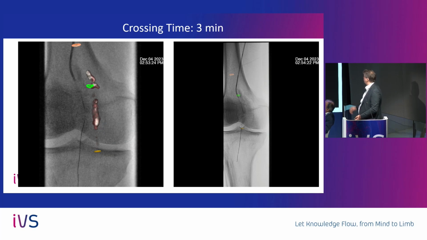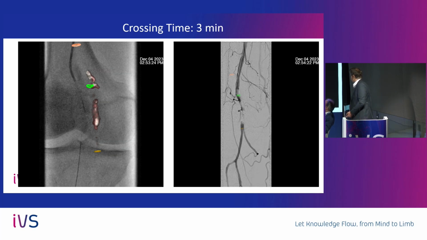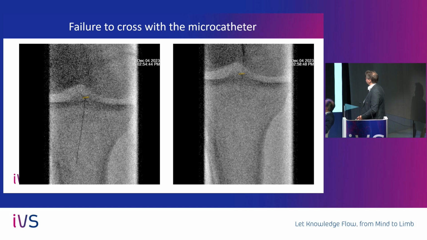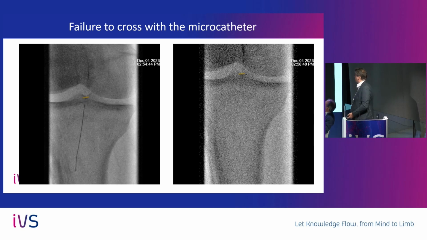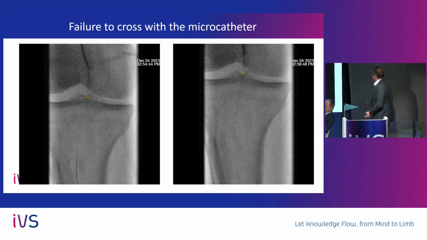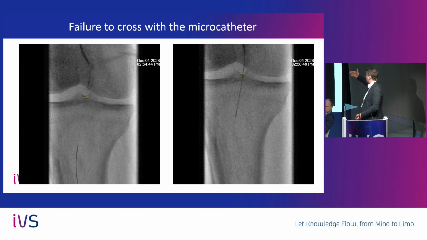Okay, crossing time, 3 minutes. The angio, perfect, okay. But it was a failure with my microcatheter. It was impossible to cross this block. I could change for a long support catheter, but I was on a homolateral approach. It was too long. I used a coronary microcatheter. Oh yeah, for sure, it's not the same device. It's also not the same price.